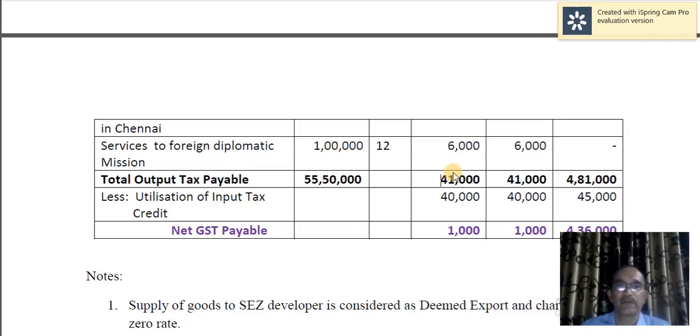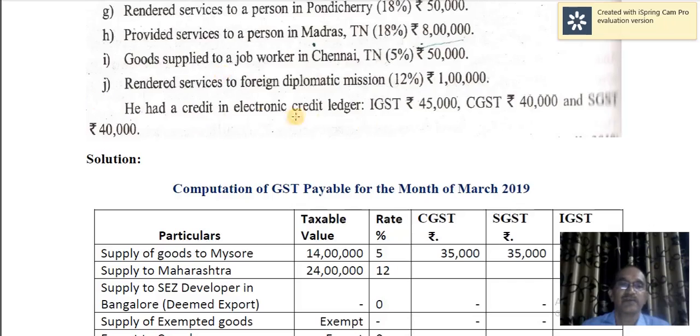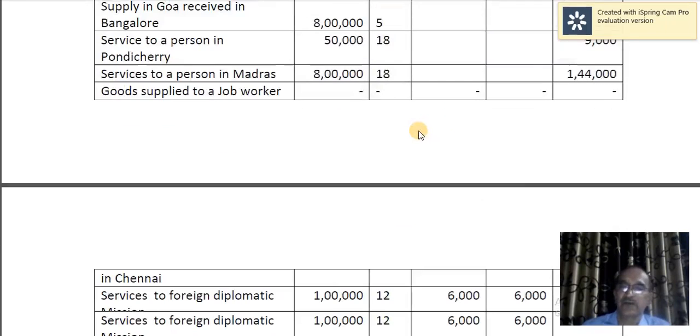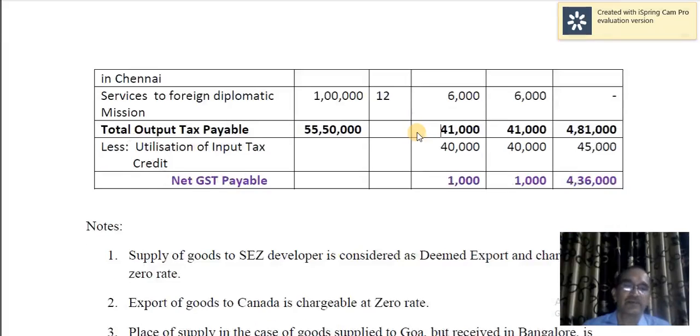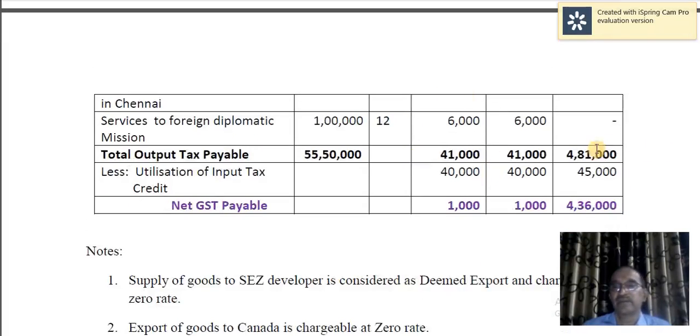Now input taxes are given, input tax credits are given. It is given in the problem. You might have already observed. So here credit in electronic credit ledger. These are nothing but input tax credits. Now first what you have to do is you have to consider IGST output tax. Then you have to see IGST input tax. They must be compared. Okay, 4,81,000 output tax, 45,000 is the input tax.